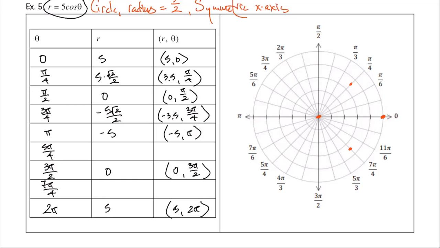So cosine of 5 pi over 4 is going to be the same as that one. -3.5, comma 5 pi over 4. And that is going to be 5 pi over 4. That's actually going to be back over here. Okay. And this one will be, and that will be 3.5 comma pi over 4. Okay.